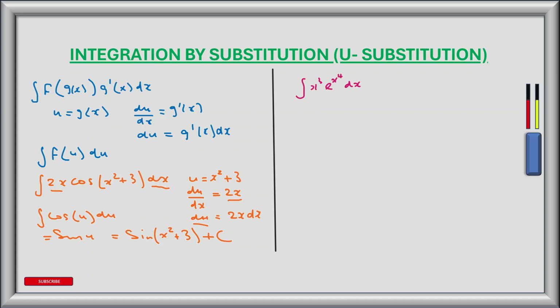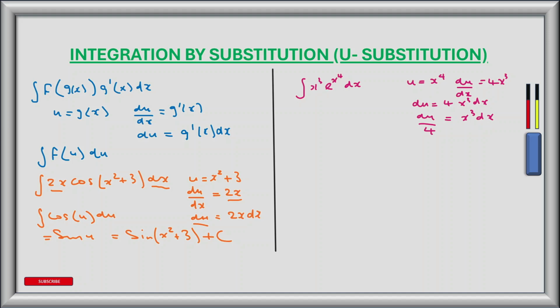So in this case, let's pick u is equal to x to the power of 4. So u equals x to the power of 4. So du by dx is equal to 4x cubed. So du is equal to 4x cubed dx. So this is not quite in the format that we need. We have an x cubed dx, but here we've got 4x cubed dx. So if we divide both sides by 4, we have du divided by 4 is equal to x cubed dx. So now we have it in the format that we need.